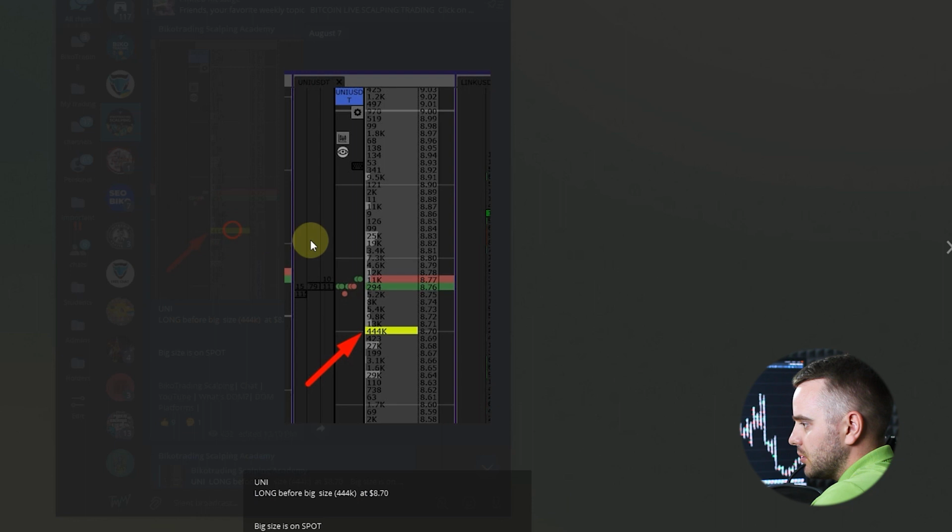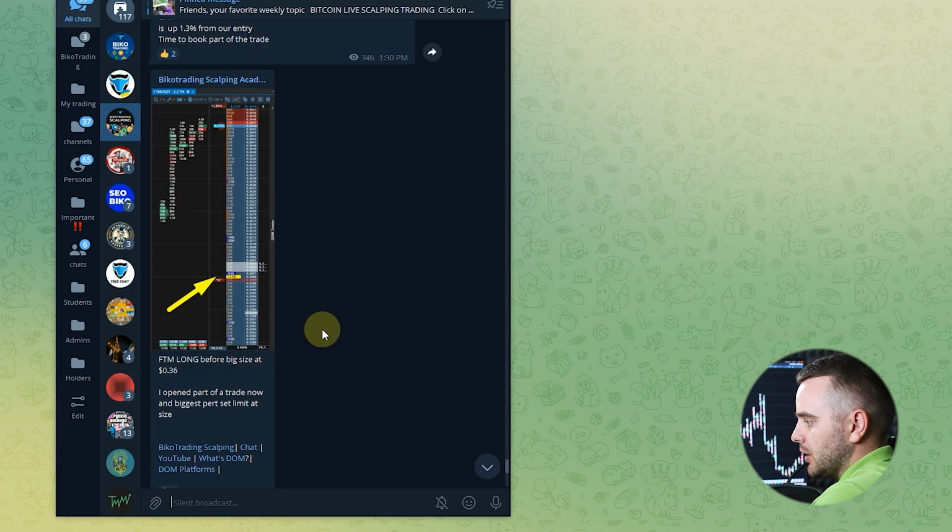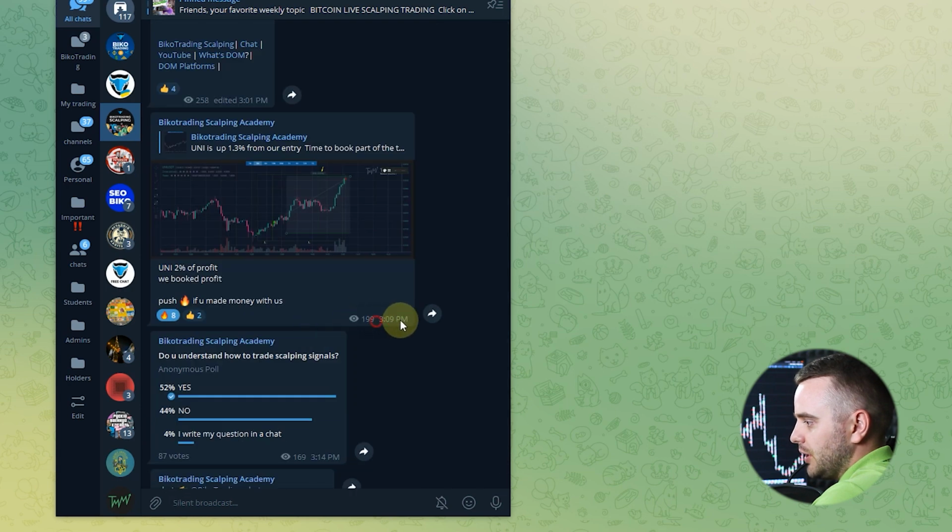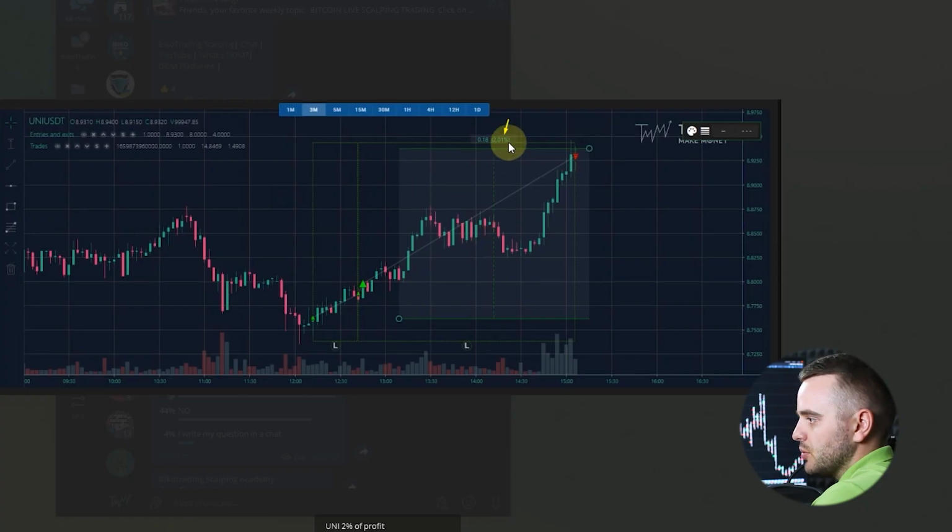A few minutes ago, at 12 o'clock, I gave a signal on Uni, also a bounce from a size by that strategy. Big size, 444,000 coins on spot. We took a trade, and only within 3 hours, by 3:09 p.m., Uni rose by 2%.